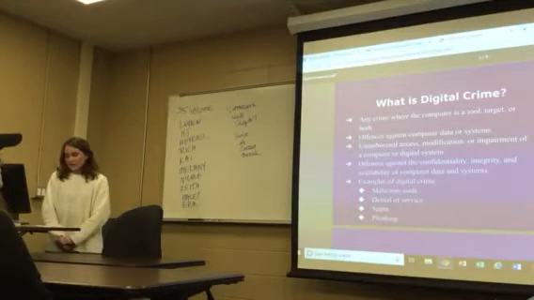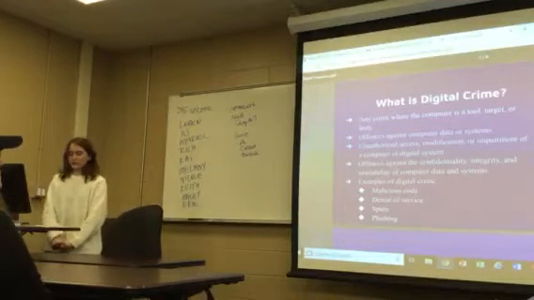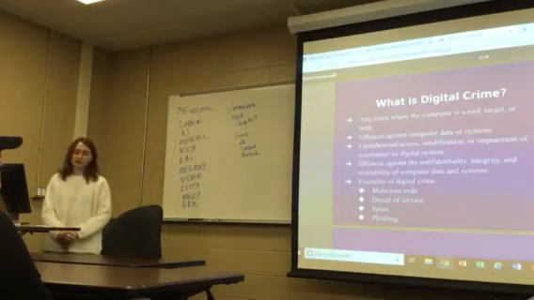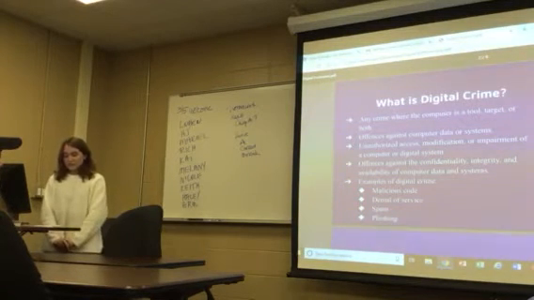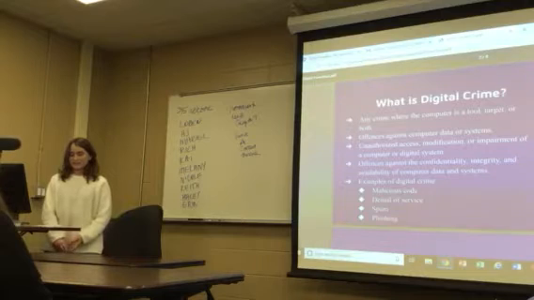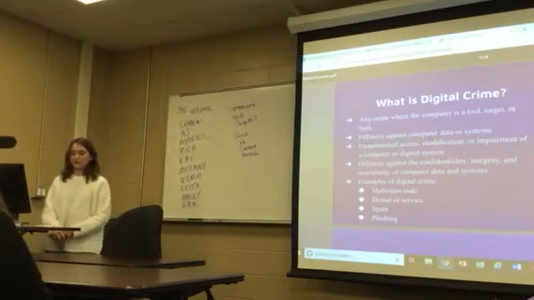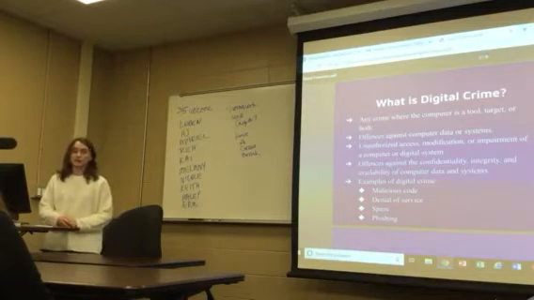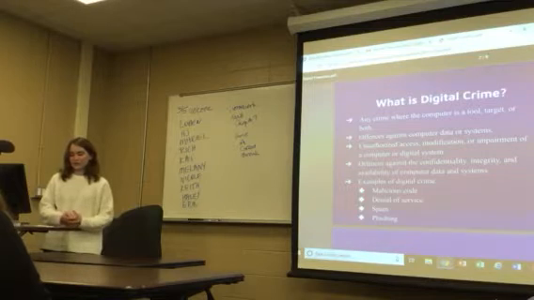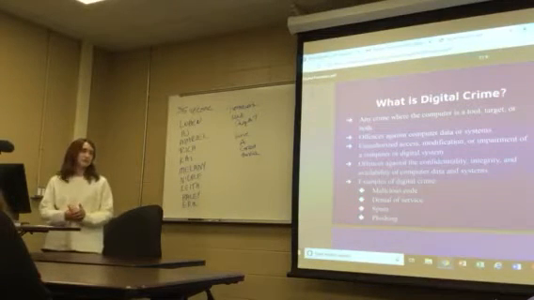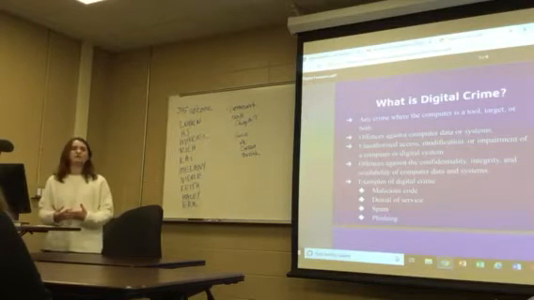Firstly, we must define what digital crimes encompass. Digital crimes are any such crime where the computer is a tool, a target, or both. These crimes involve unauthorized access, modification, or impairment of a computer or digital system and often result in offenses against the confidentiality, integrity, and availability of computer data and systems. An example of this would be phishing. Phishing is otherwise known as a sort of fraudulent email.